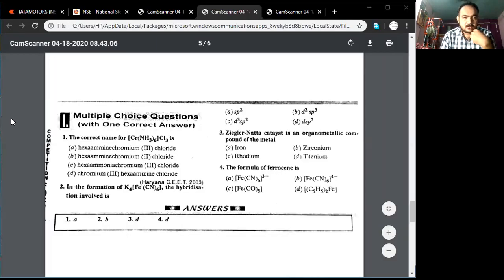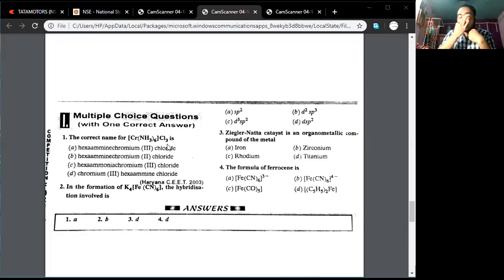Now you see here, the first MCQ is like that. What is the correct name for Cr(NH3)6 Cl3? If you have seen the video of lecture 5 of coordination chemistry, you should easily be able to answer this question. As you can see, the counter ion is negative, so the part present in the coordination sphere, that is Cr(NH3)6. If the counter ion is negative, we should write down the name of the coordination sphere first.